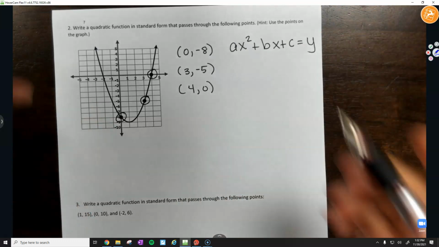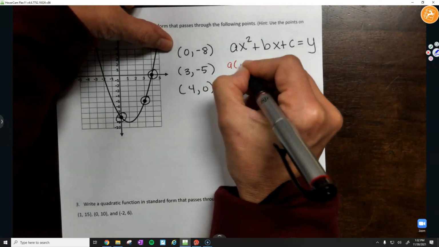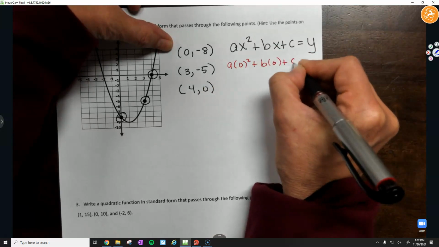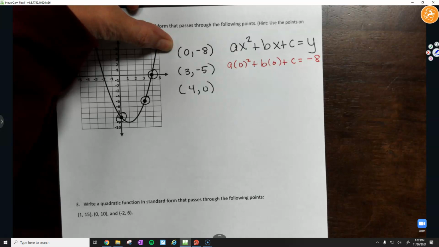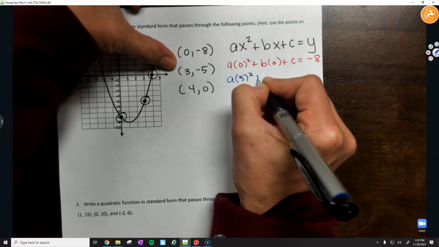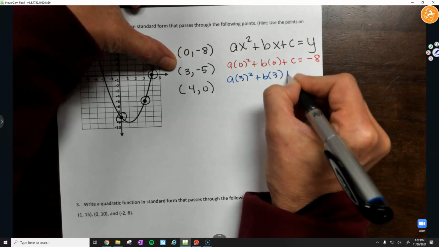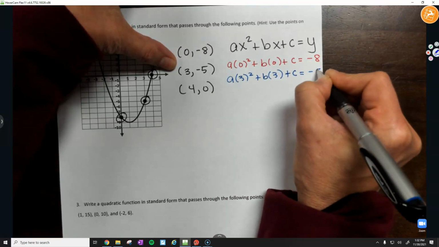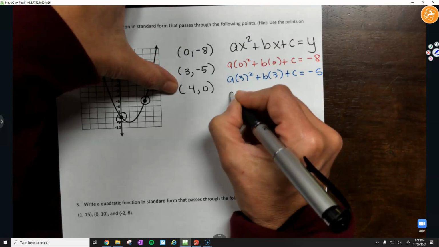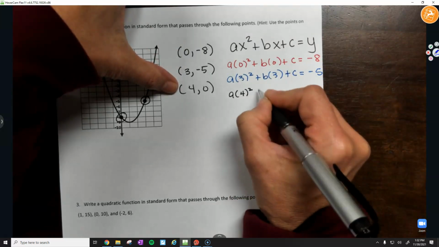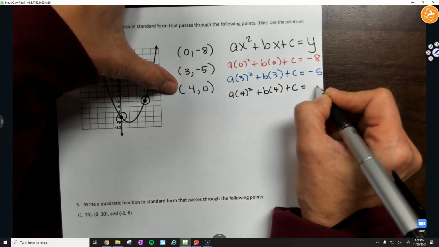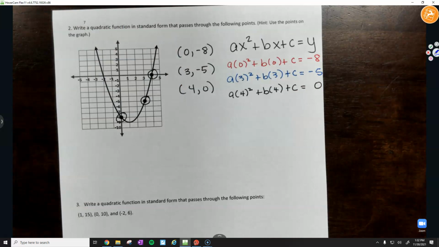So our first equation is going to be A times 0 squared plus B times 0 plus C equals a negative 8. Our next one is going to be A times 3 squared plus B times 3 plus plain old C equals a negative 5. And then our last one is going to be A times 4 squared plus B times 4 plus plain old C, and that's going to give us an answer of 0.